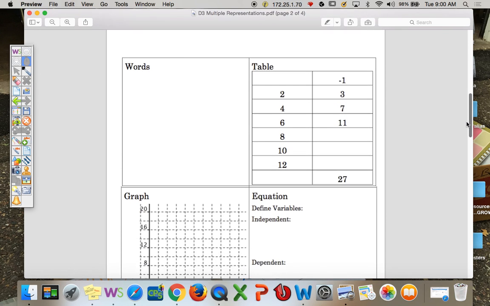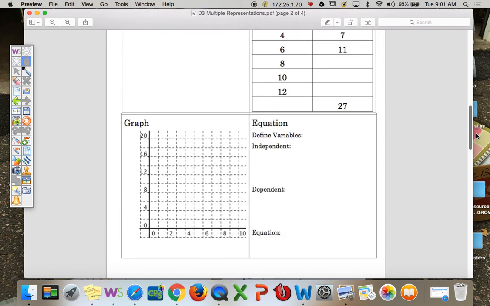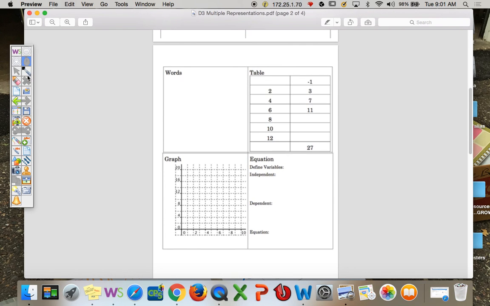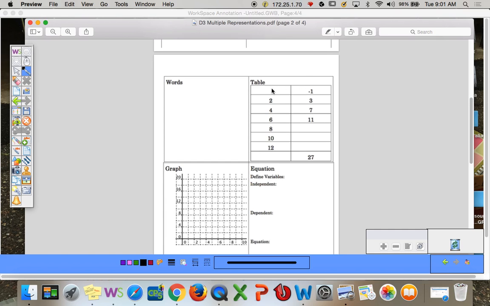Okay, so this one starts with the table. So the first one was the words. We got everything. Now the table, we're going to get everything. So our table, I'm going to start, it looks like this is going up by 2. So if I go backwards, this is 0. And this is 12, so this would be 14. Let's find the pattern. It looks like it's going up by 4 every time. So this would be 15. This would be 19 and 23.